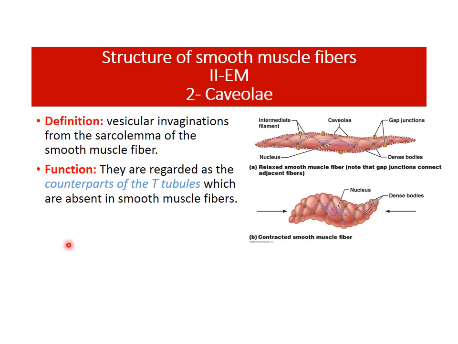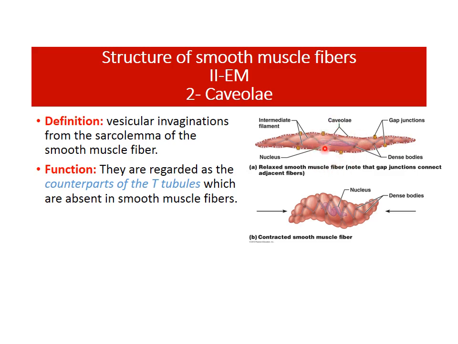Structure of a smooth muscle fiber by electron microscope. Caveolae. Definition of caveolae: vesicular invagination from the sarcolemma of the smooth muscle fiber. What's the function of caveolae? They are regarded as the counterpart of T tubules, which are absent in smooth muscle fiber.